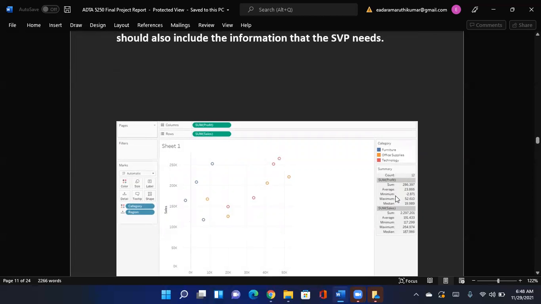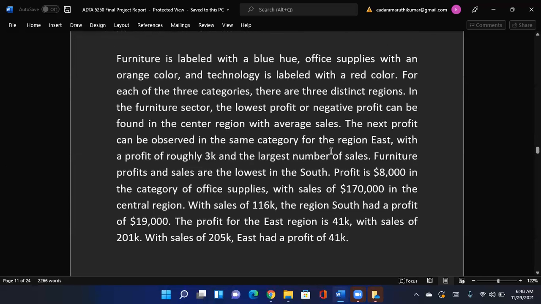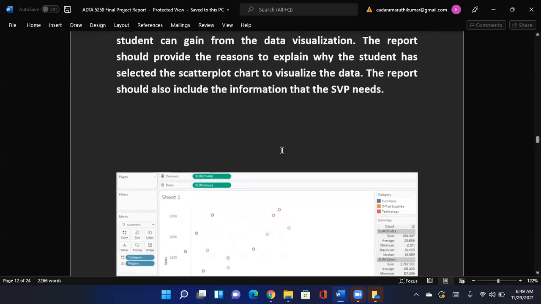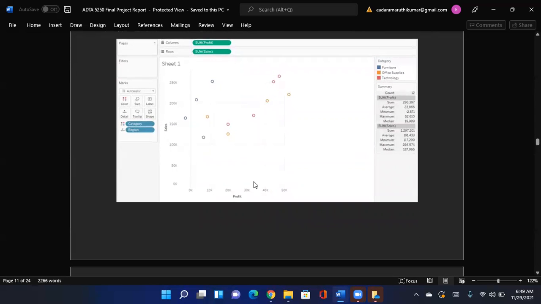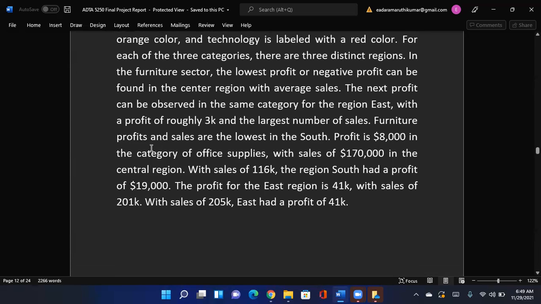We look into this, we have the minimum in the minus, that's why it is a negative profit. After that, the next profit can be observed in the same category for the region of east, with a profit of 3k and a large number of sales. We will go here, look into this. This is one very low, with a small number of sales here. This is the point we mentioned. After the furniture profits, in furniture, the sales are the lowest in the south region.